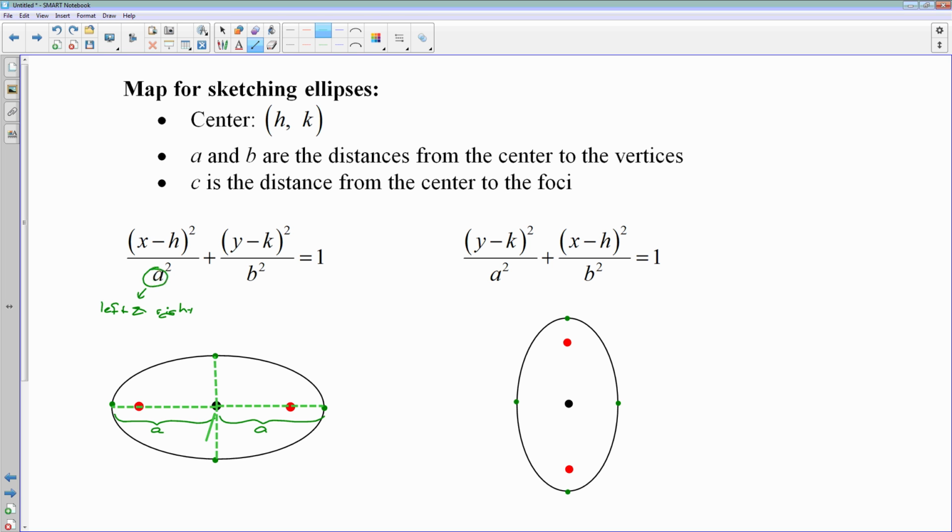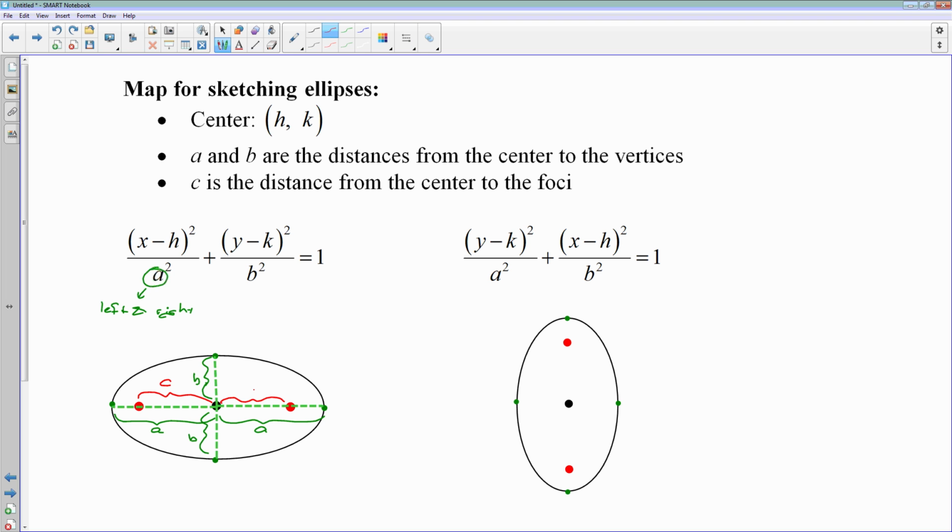Let's get my marker, pen, there we go. So this distance right here is B, and this distance is B. And then finally, C is always the distance from center to focus, and that's going to be true for hyperbolas as well. So the distance from the center to a focus right here, that is a distance of C.